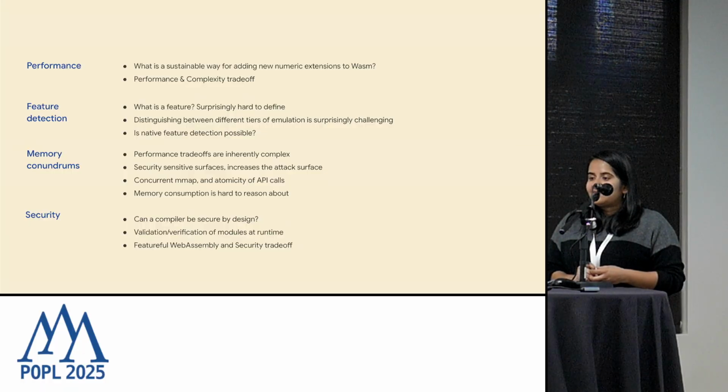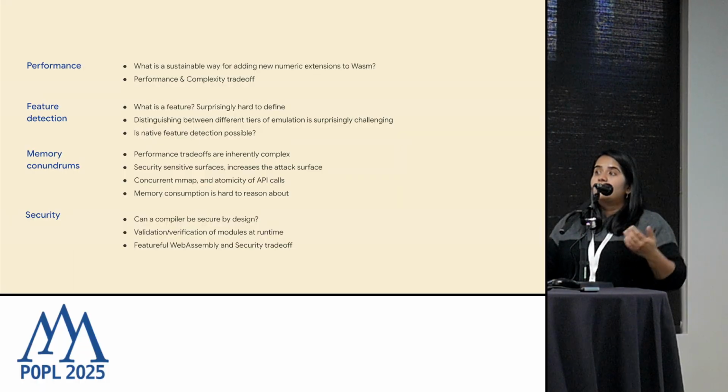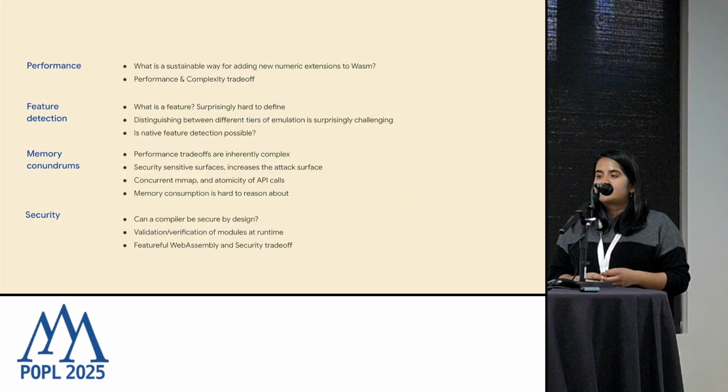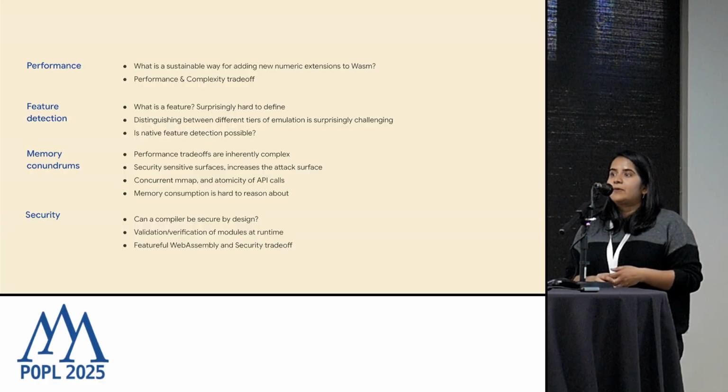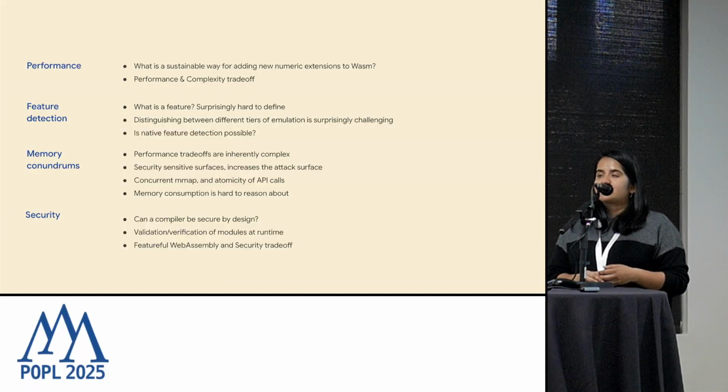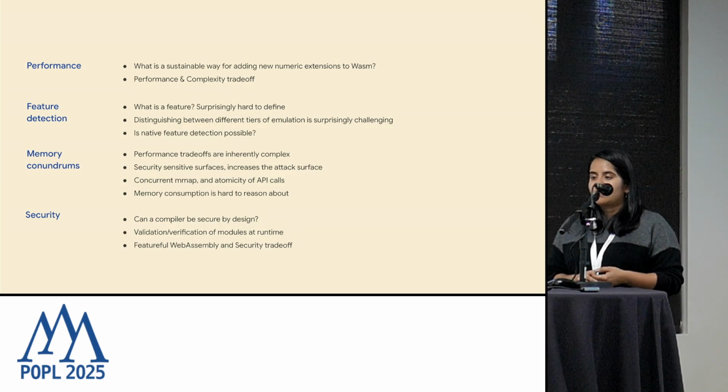But concurrent mmap and the atomicity of the API calls, or if we decide to port them over into the core specification, are still an unsolved research problem. And generally, when it comes to performance, memory consumption, when it comes to complex applications, has been really hard to nail down. So debugging primitives here are also going to be really helpful.